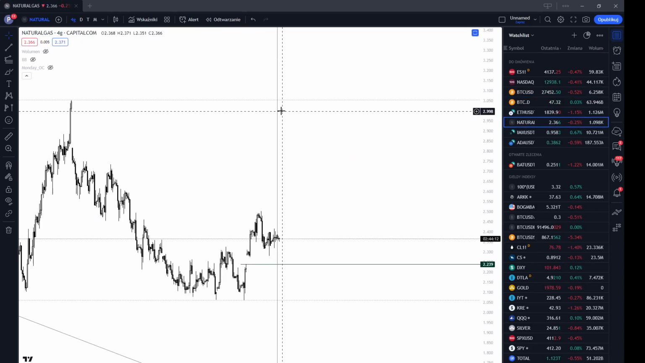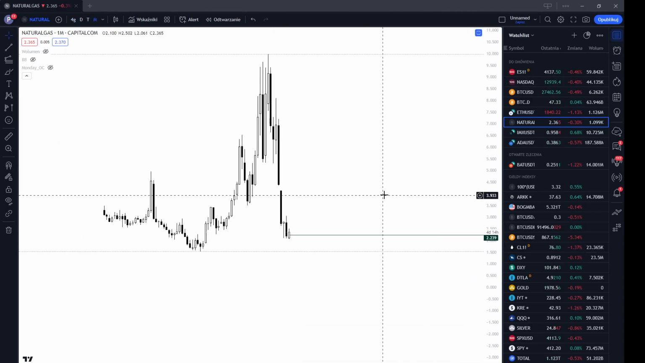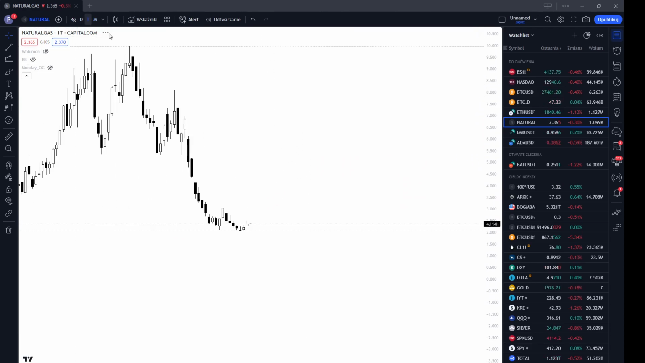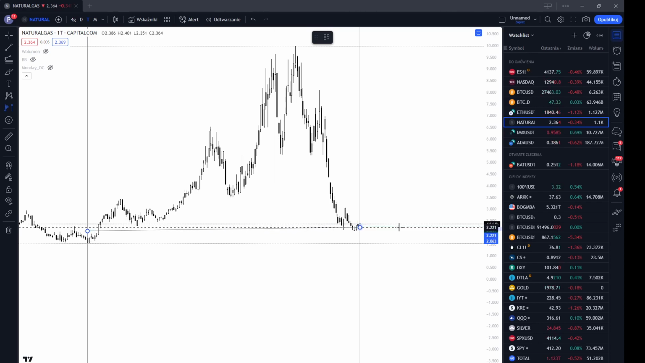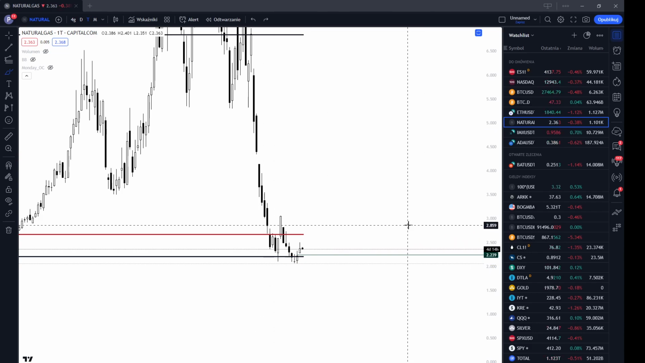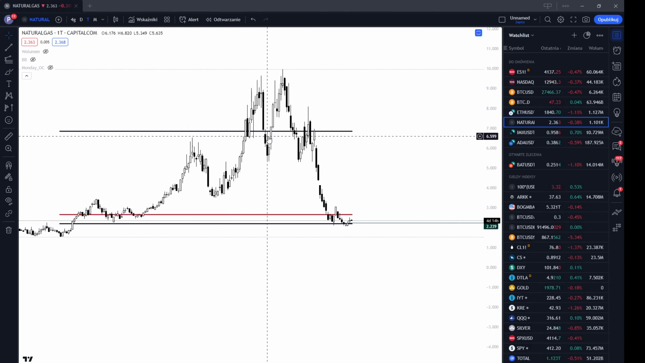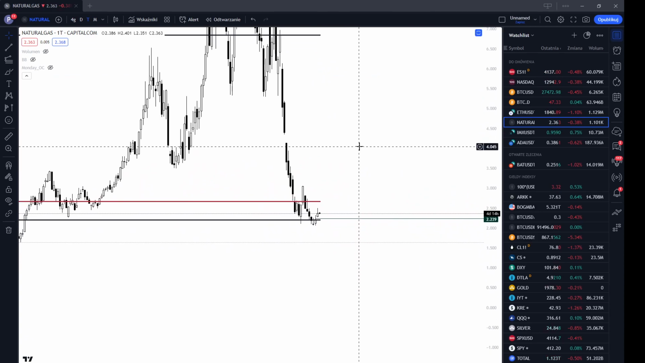Natural gas, same method. So we go to the monthly chart maybe for Natgas, or maybe let's make it weekly, and then extend it from here to here. Like you see, we are at the value area low. This is why people were actually longing this. Yeah, it had a very big move to the downside, and now we are at support. So I would be looking for long here, to be honest.